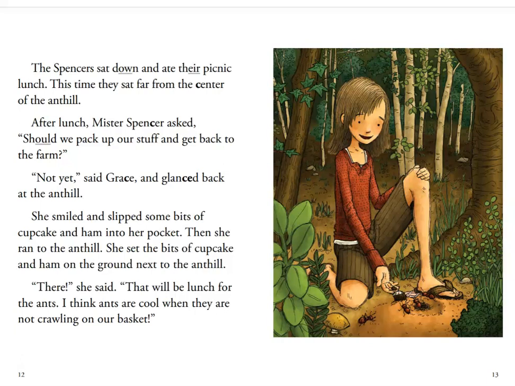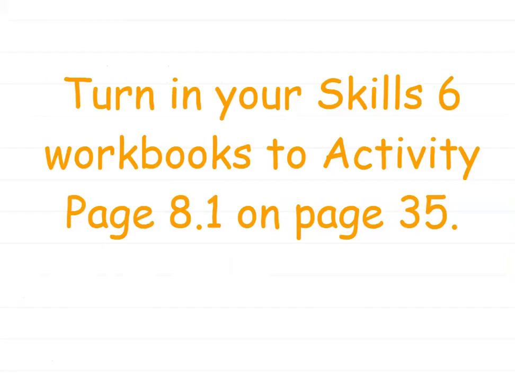After lunch, Mr. Spencer asked, "Should we pack up our stuff and get back to the farm?" "Not yet," said Grace, and glanced back at the anthill. She smiled and slipped some bits of cupcake and ham into her pocket. Then she ran to the anthill. She set the bits of cupcake and ham on the ground next to the anthill. "There," she said, "that will be lunch for the ants. I think ants are cool when they are not crawling on our basket."